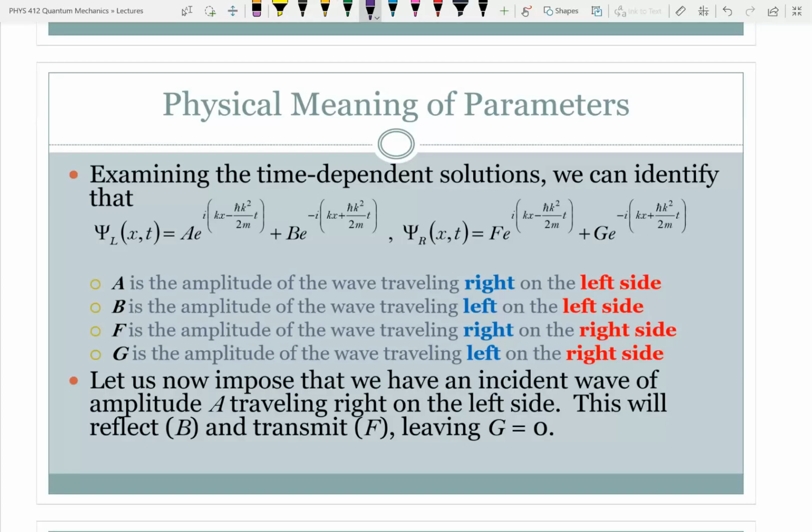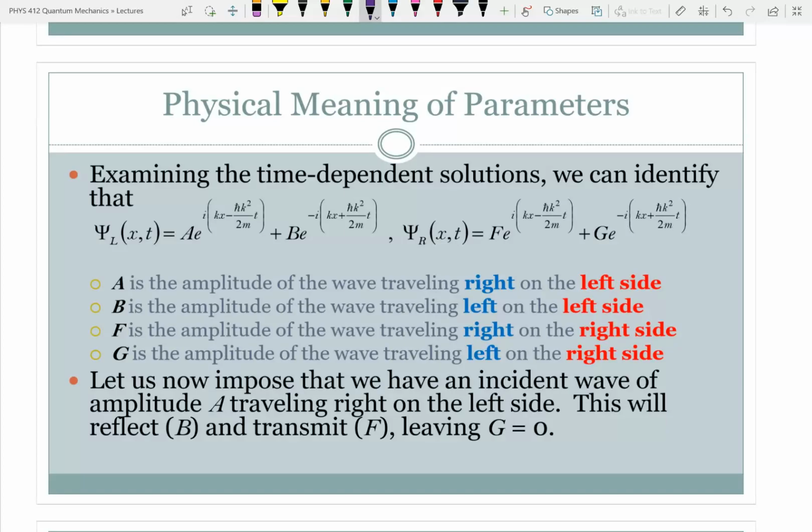So we can define A as the amplitude of the wave traveling to the right on the left side of my boundary, and B as the amplitude of the wave traveling toward the left, and F and G on the right-hand side, same things. So we can interpret these for physical meaning. Now we can talk about a scattering problem. The way my brain processes these is to go back to a wave on a string.